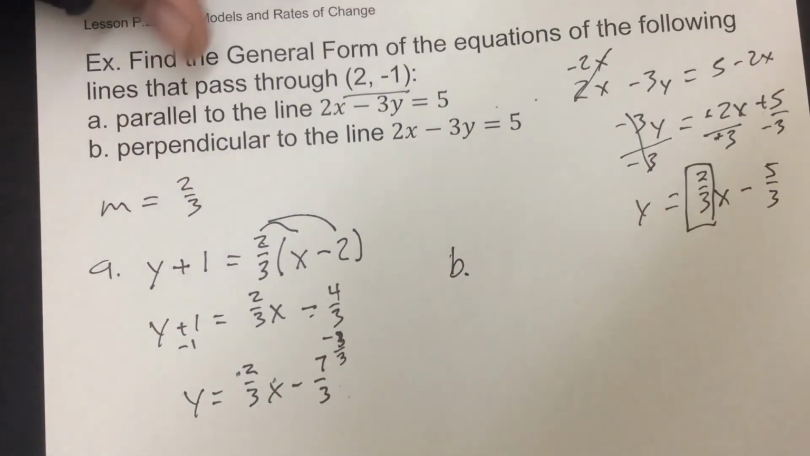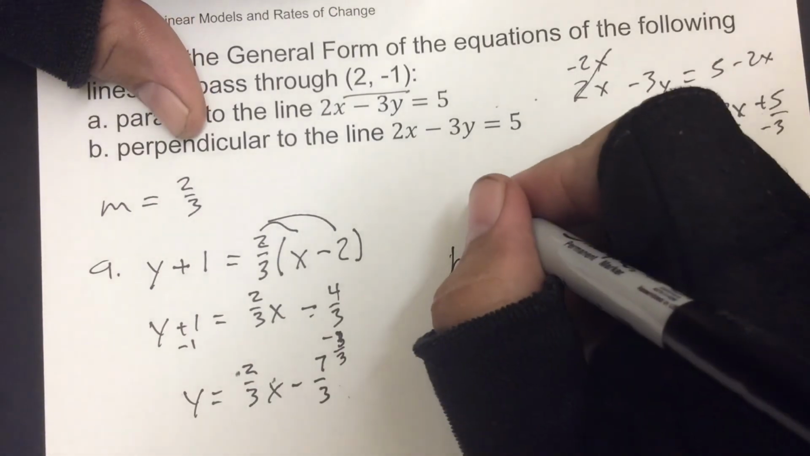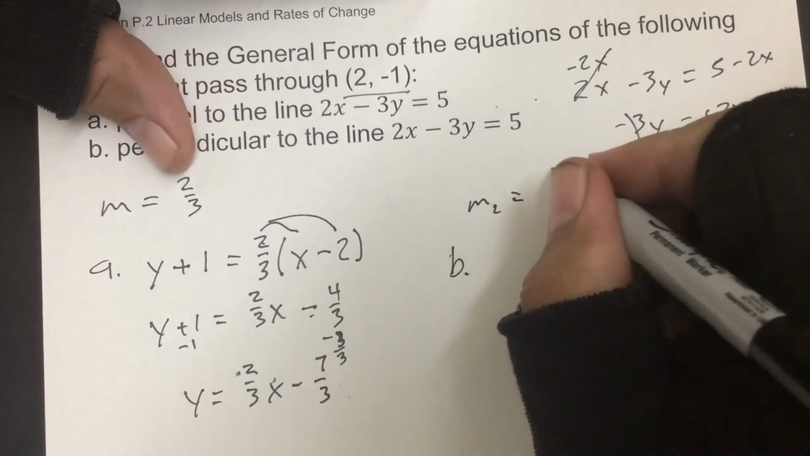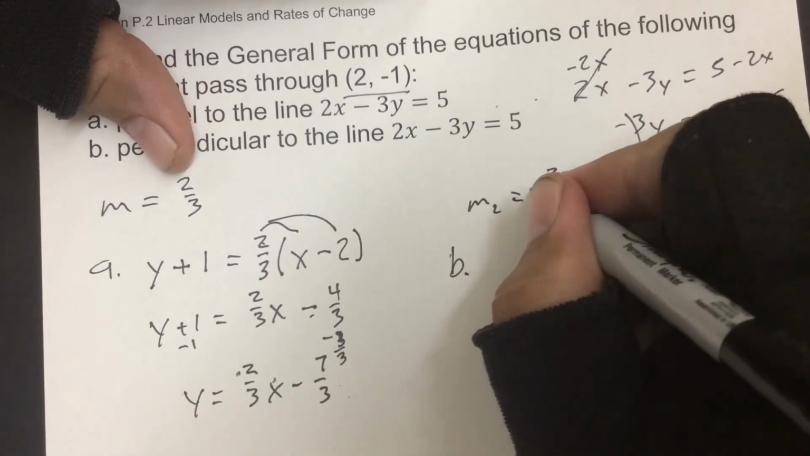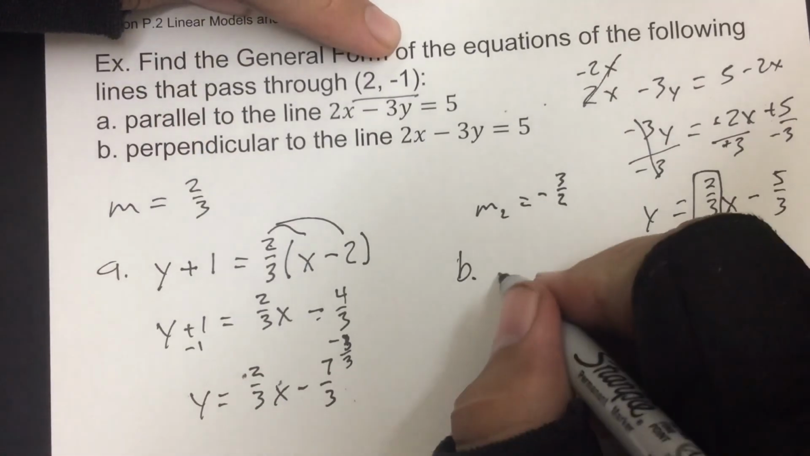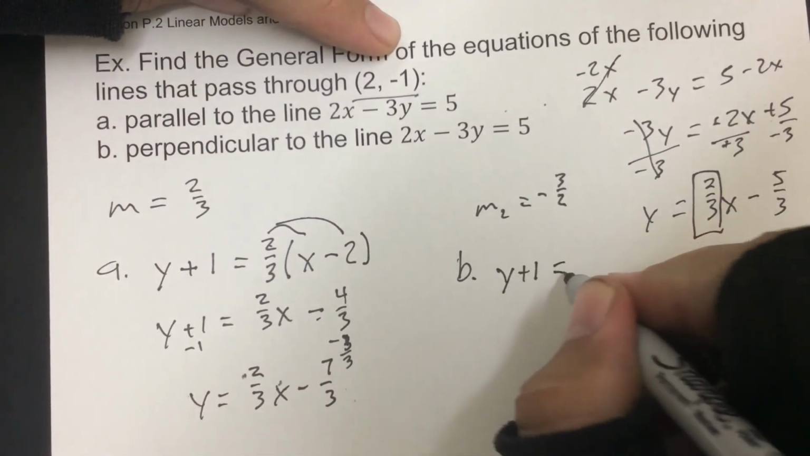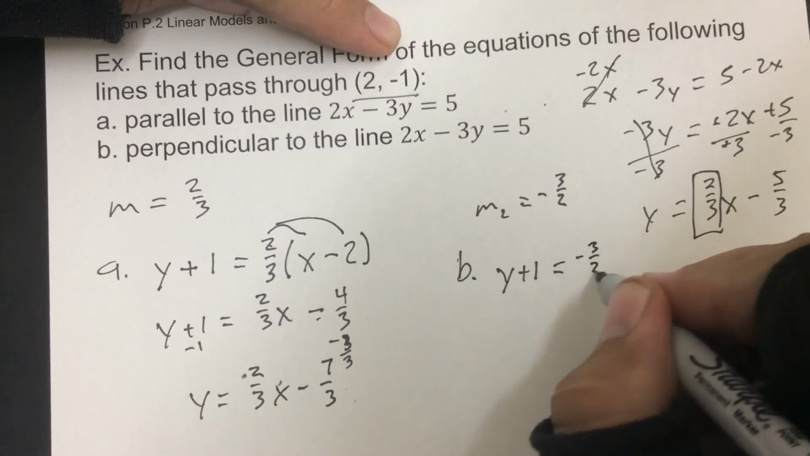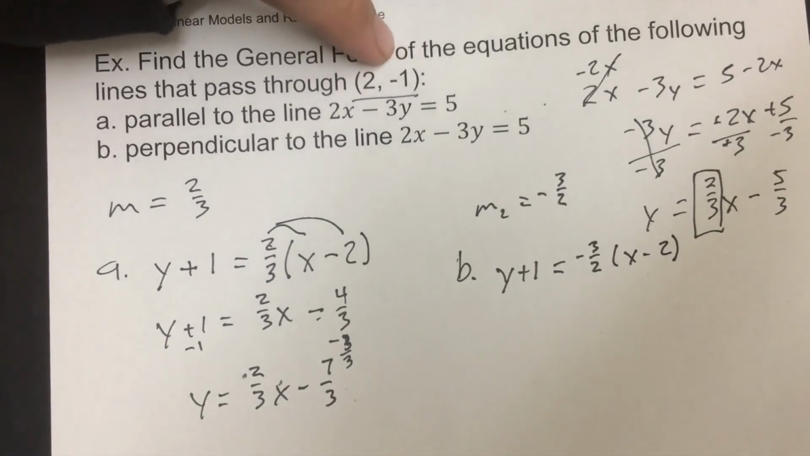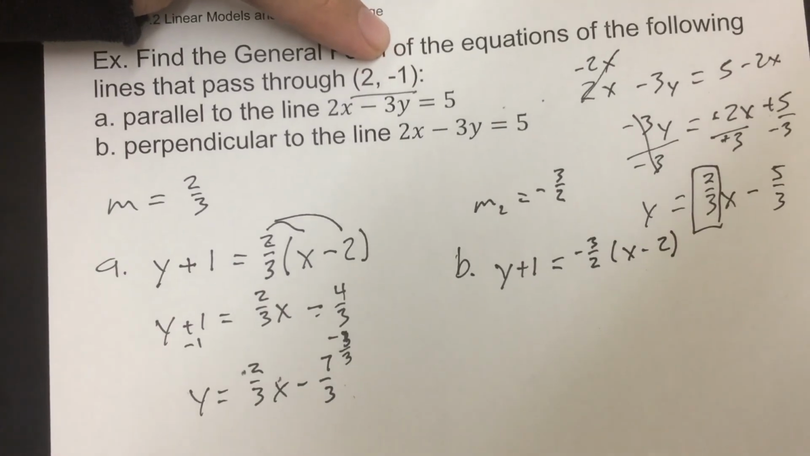For part b now, we want to be perpendicular. So here our slope for the second one needs to be the opposite, so it's going to flip over and then negate. It's going to switch the sign. Still going to use the same point. So y plus 1 equals now -3/2 times x minus 2. Using the same point so the x and the y don't change.